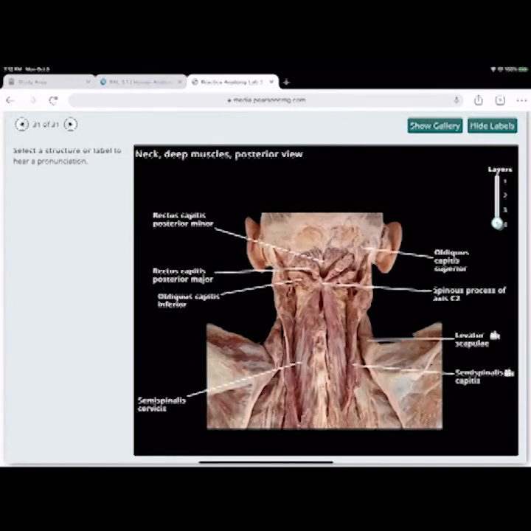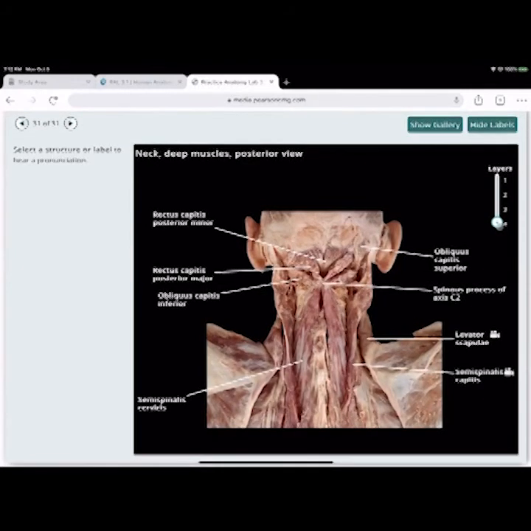Okay, we talked about it a little bit before. The rectus capitis posterior minor and the rectus capitis posterior major. The minor is superior to the major. So here's your rectus capitis posterior minor. Then below that, you have the rectus capitis posterior major. Then below that, you have the obliquus capitis inferior. Then semispinalis cervicis muscles. And the semispinalis capitis runs lateral to those, and then extends up behind the ears.